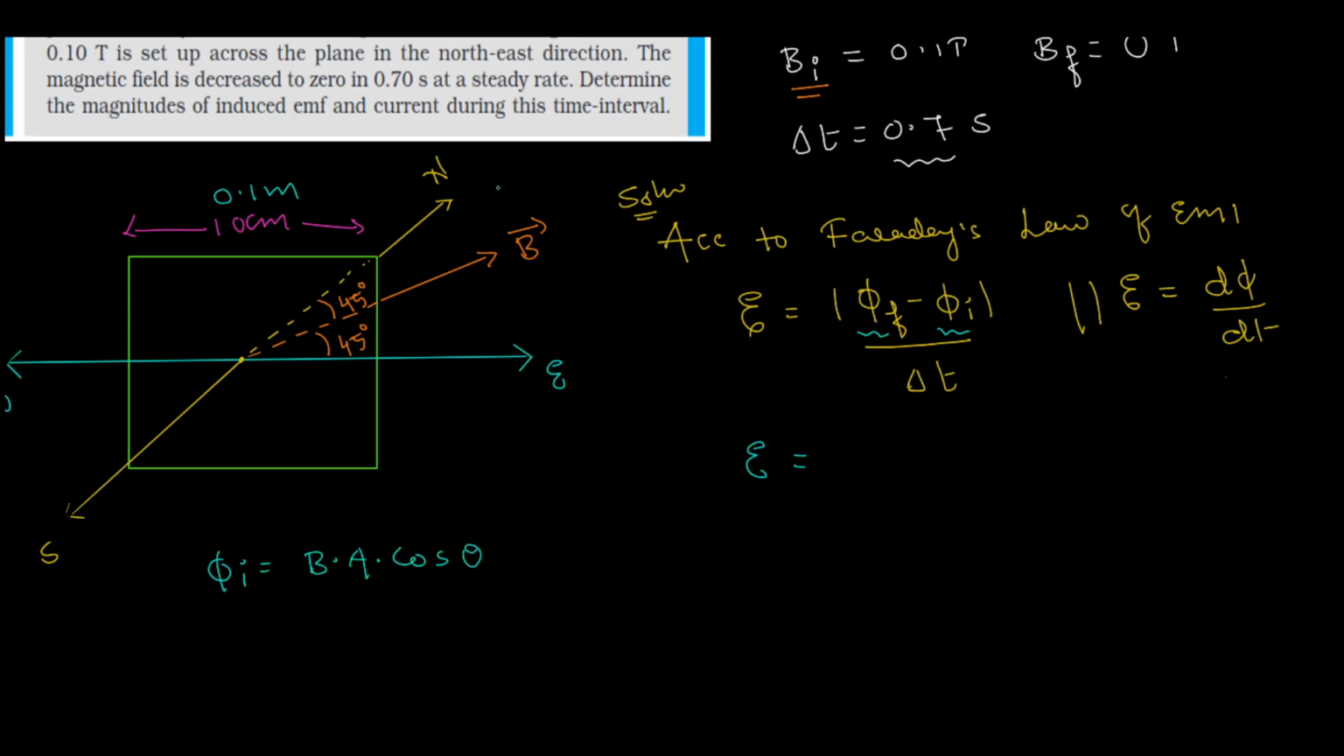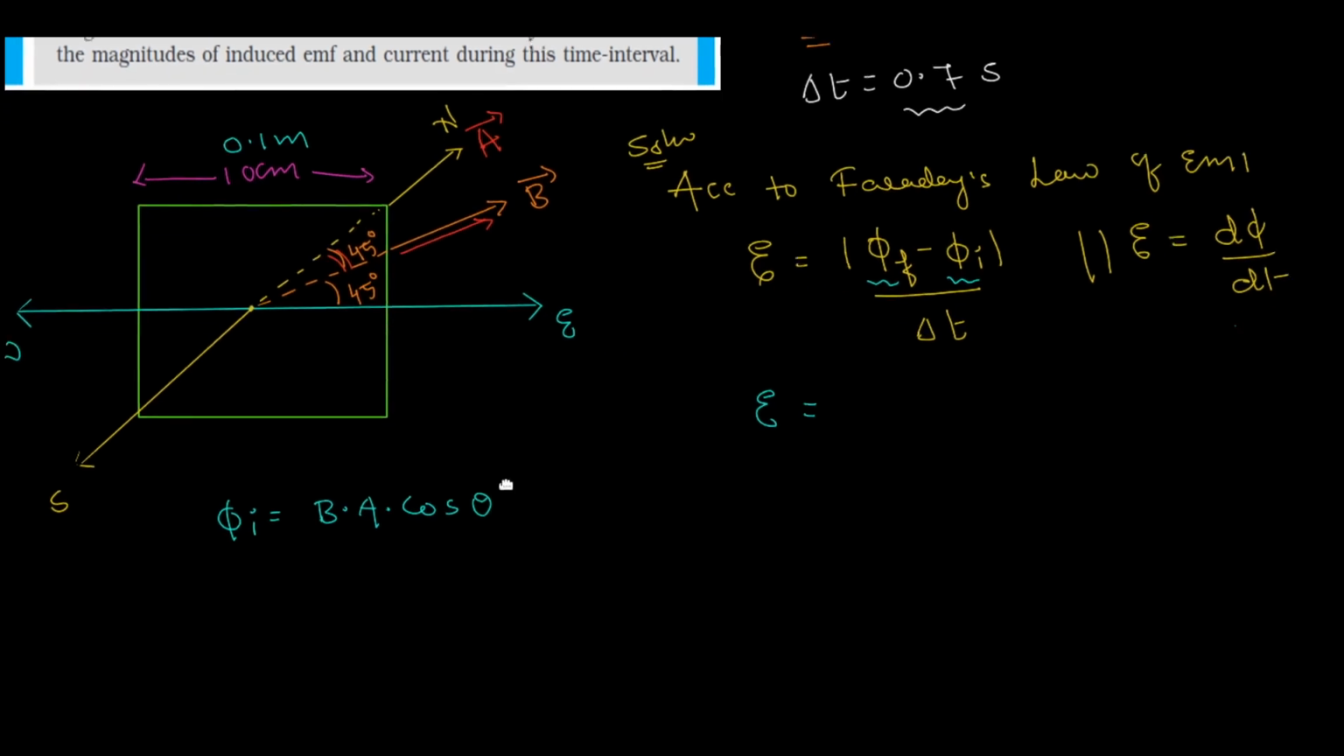Now if you see here, the area vector is along north. This is your area vector. Why? The area vector is always perpendicular to the surface itself. So the red little north side is your area vector, and this is your field vector. This right here, the magnetic field, is your field vector. And what is the angle between the area vector and the field vector? 45 degrees, right? So I'll be using cos theta as cos 45.